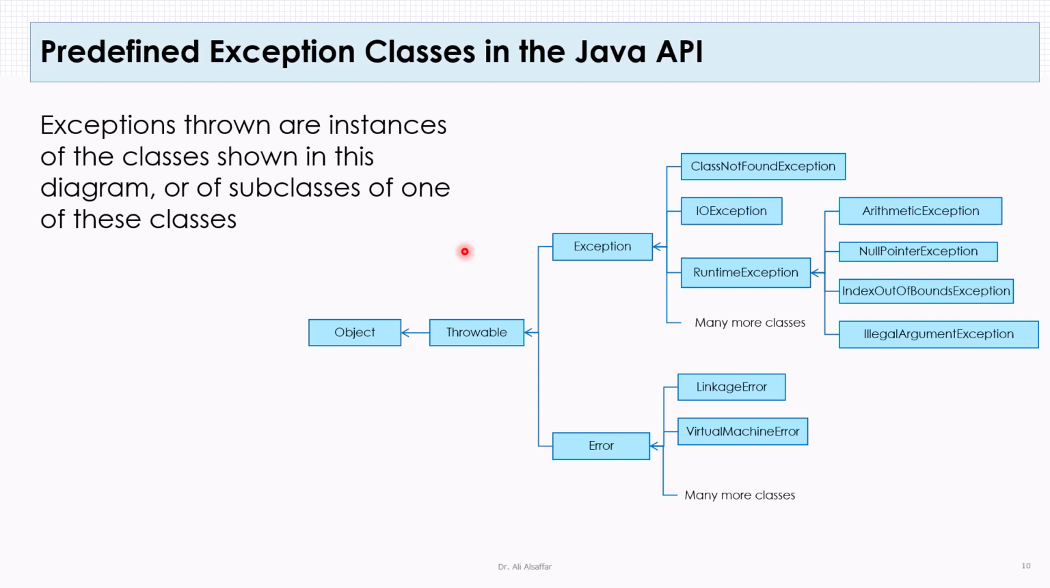If you know the type of exception, simply throw an object of this exception. Otherwise, you can throw a general exception that is an object of the superclass exception. And this is what we are going to do for our examples.